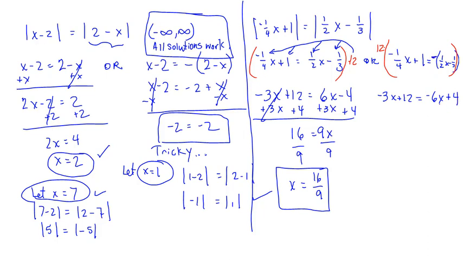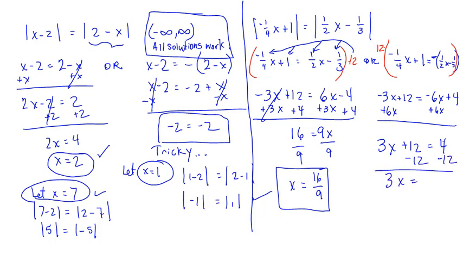So let's add 6x to both sides, and then I'll get 3x plus 12 equals 4. Subtract 12, 3x equals, let's see, 12 minus 4, I think that's a negative 8. 4 minus 12 is negative 8. And then x is negative 8 over 3. And I believe you'll find that that one works as well.